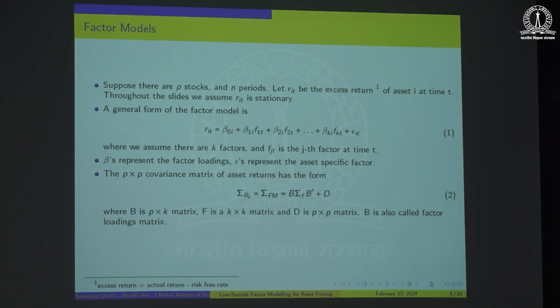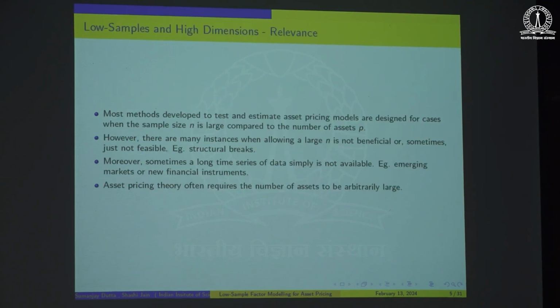And epsilon_it is the idiosyncratic risk. So that is that component of the returns which cannot be explained by your statistical factors. Betas, the regression coefficients, represent the factor loadings. And also, interestingly, the P cross P covariance matrix of asset returns can be explained in terms of the factor loadings and the covariance of the factors. This would be important at some point of time.